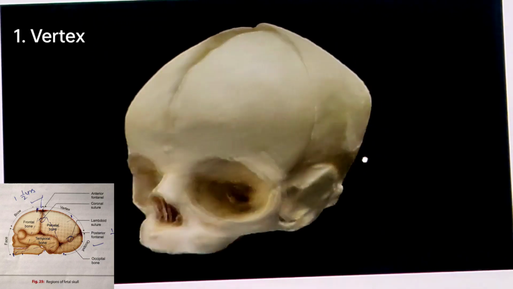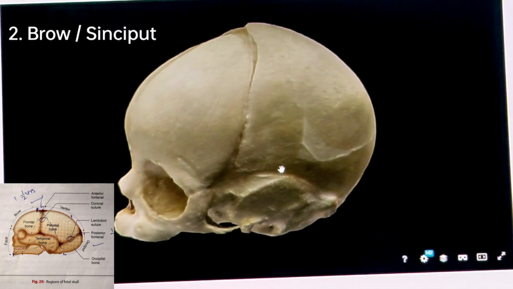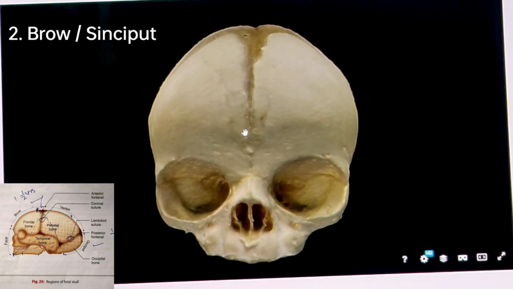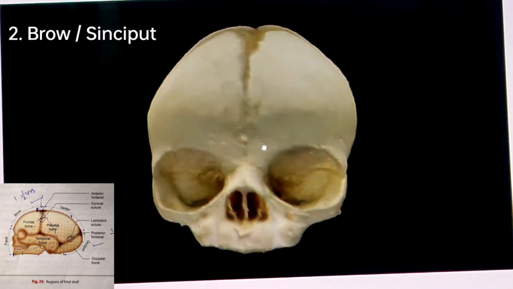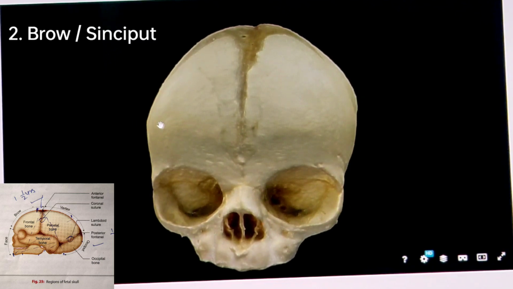After that we are going to see the brow area. Brow, also called the sinciput, is the area bounded by the supraorbital ridges in the front. Okay, this is the area. At the front side there are the supraorbital ridges. You can see these elevated areas. This elevated area is the supraorbital ridges.